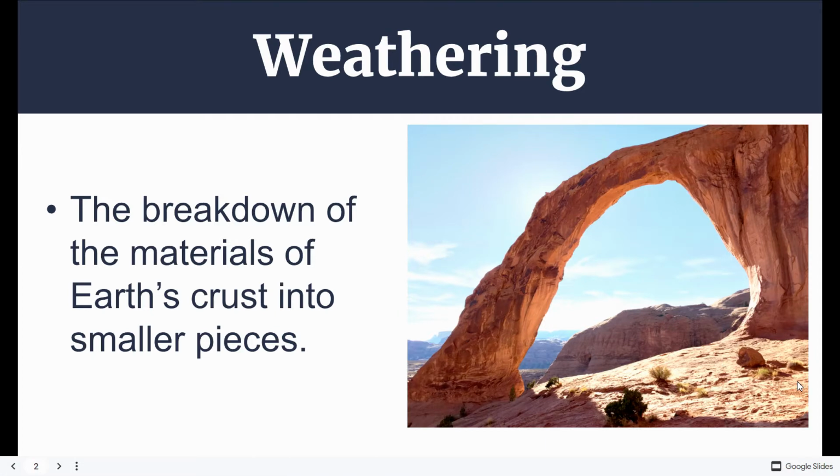So what is weathering? Weathering is the breakdown of materials of Earth's crust into smaller pieces. So all of these rocks on the surface get broken down into really small particles.